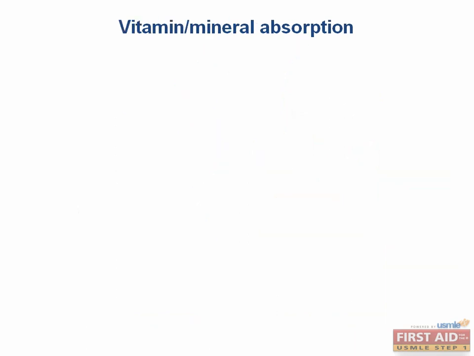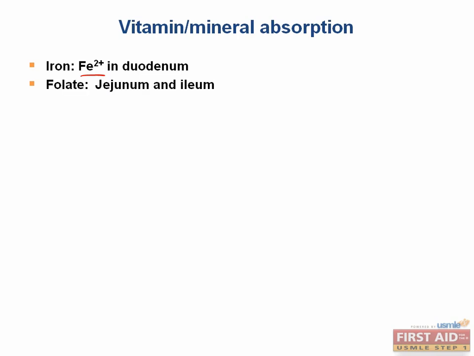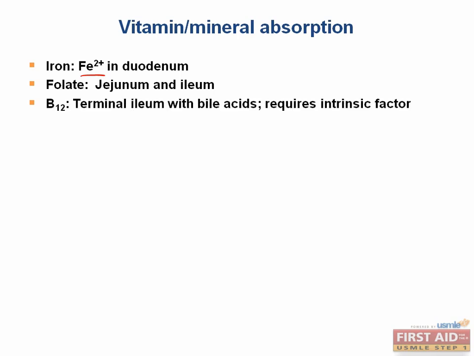Okay, now that we talked about carbohydrates getting digested, let's also talk about vitamin and mineral absorption. There are three major sites in the intestine for absorption of three key vitamins and minerals. The duodenum absorbs iron, which is in the ferrous or Fe2+ form. Folate is absorbed by both the jejunum and the ileum. The ileum also absorbs B12.